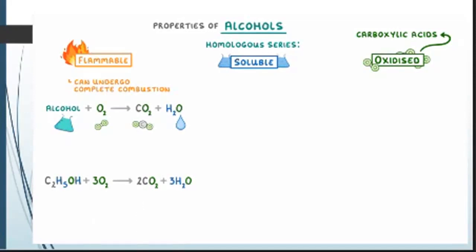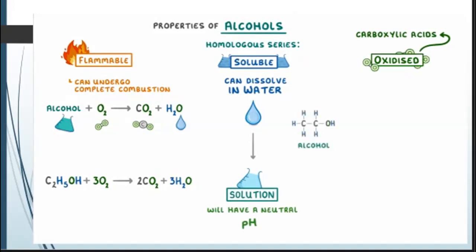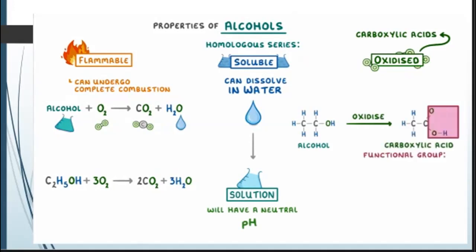The fact that they're soluble doesn't really need much explaining. It just means that they can dissolve in water to form a solution. And because alcohols aren't acidic or alkaline, their solutions will have a neutral pH. Now, we cover carboxylic acids and how they're formed in their own video. But basically, if we take an alcohol, like ethanol, and oxidize it by adding an oxygen, then we can form a carboxylic acid, which has this functional group here of COOH.